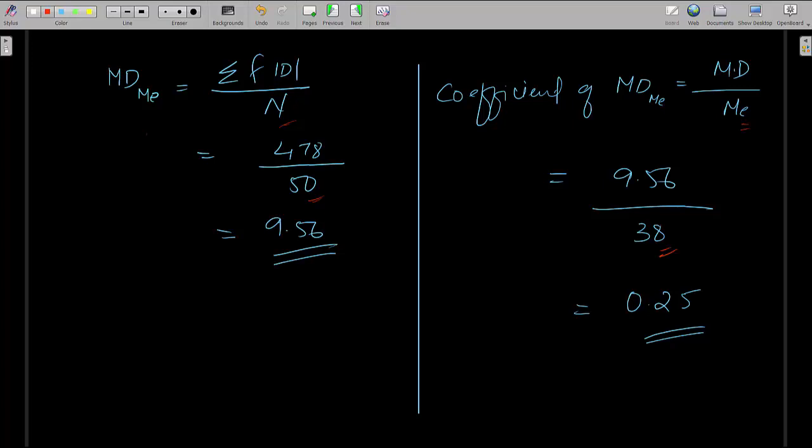Again, there is a correction that needs to be done in your notebook. It is supposed to be 9.56, but however, in your textbook it is given 12.948. So please correct it. It should be 9.56. And your coefficient should be 0.25. In your textbook, it is given 0.236. All right. So these are the two methods to calculate mean deviation from mean and mean deviation from median.